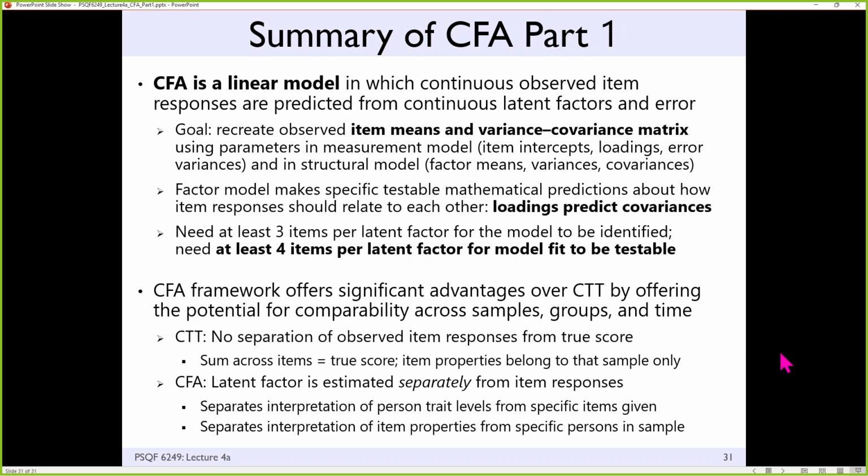So this framework offers advantages over adding things up because you can actually test the dimensionality, that what's being added together measures the same thing. You get indices of difficulty and discrimination via the intercepts and factor loadings respectively that are not sample specific. The intercept is specifically for a factor score of 0. And that means that you don't necessarily have to give everybody the same items.